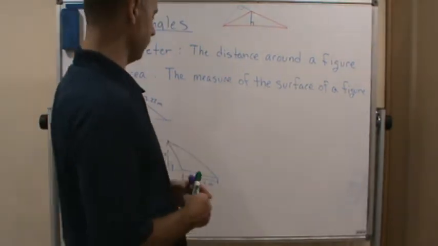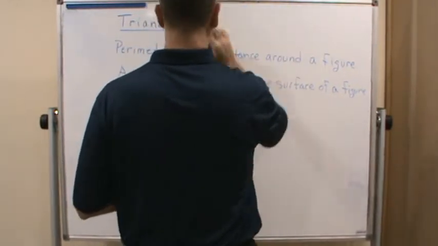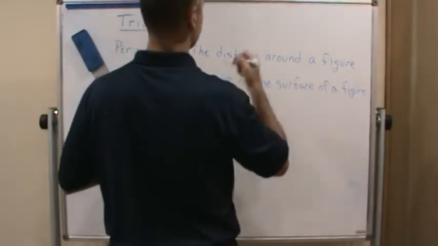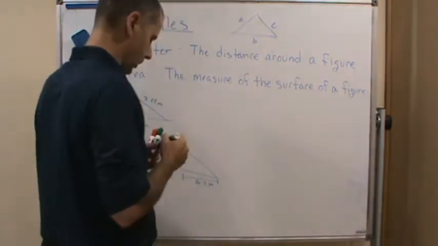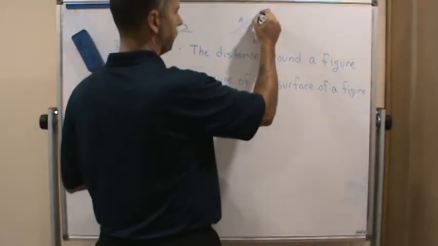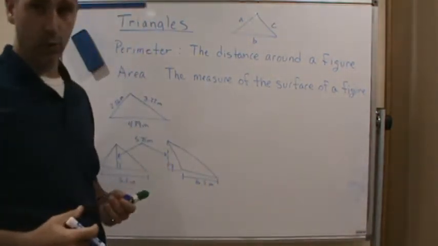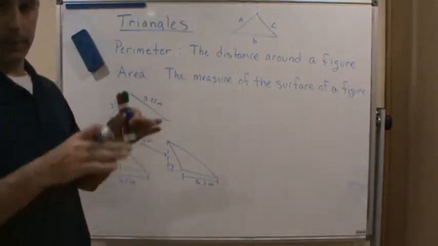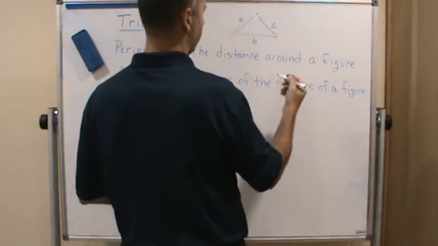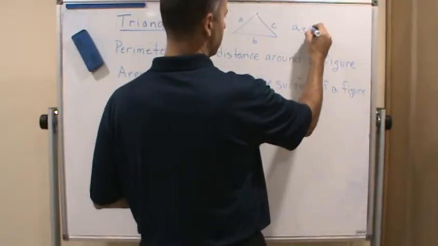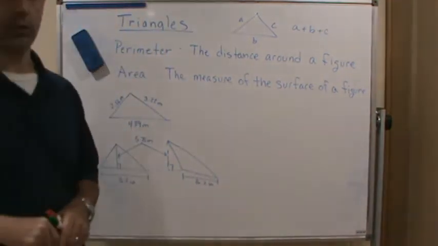If I was to walk around a triangle, starting at this vertex here, walking down this path and over here and up, and went back to where I started, then the perimeter would be the distance that I walked. So the distance around this is the perimeter. In this case, the perimeter would be A plus B plus C, if A, B, and C represented the lengths of those sides.